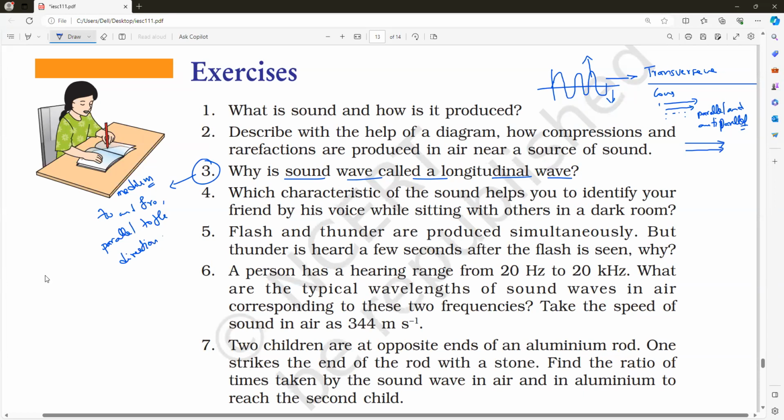Parallel to the direction of propagation of sound. So that's why, hence what waves can we say, guys? Parallel means longitudinal. Hence, sound waves are known as longitudinal waves.